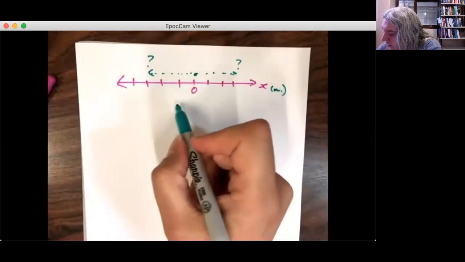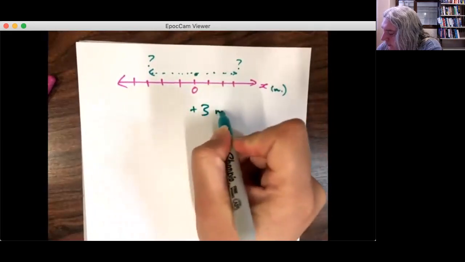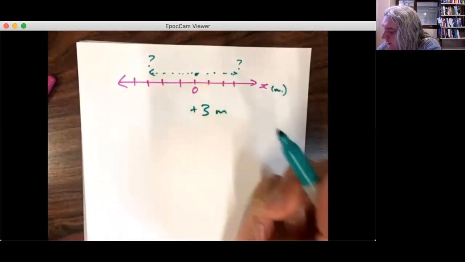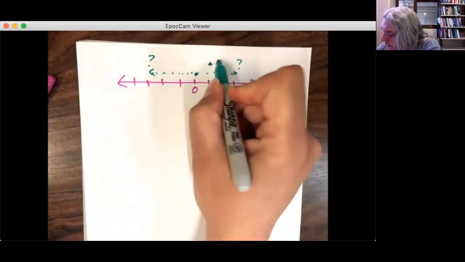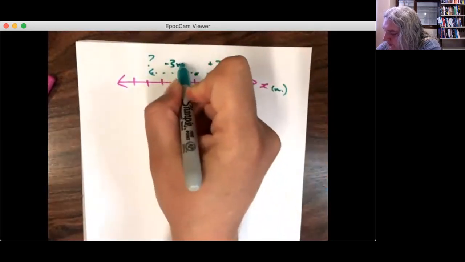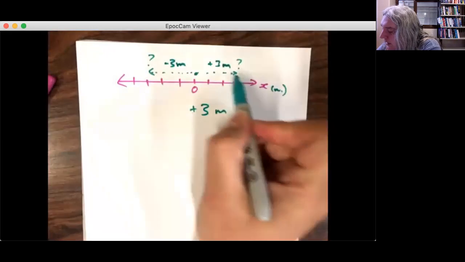But if I tell you that it's moved plus 3 meters, the plus is now telling you it's moved in that direction. So that would be plus 3 meters, and that would be minus 3 meters. The plus or the minus is all you need to know that direction.